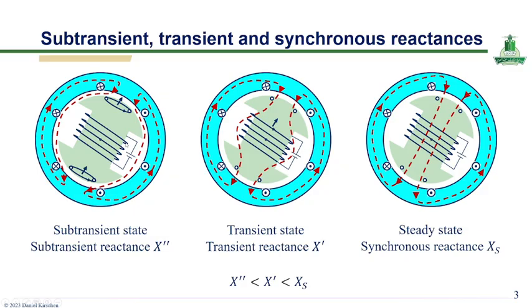These relationships, x double prime should be less than x prime, and both of them are less than xs, are fundamental in understanding the dynamic response of synchronous machines during the responses.